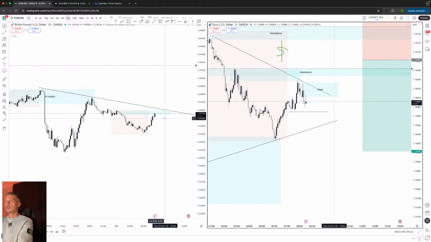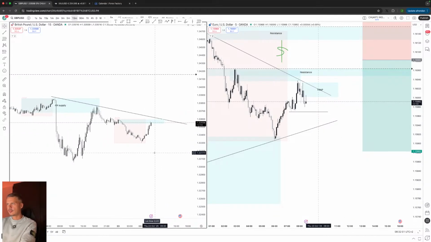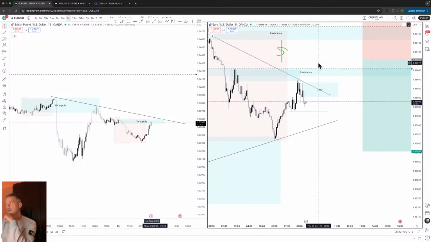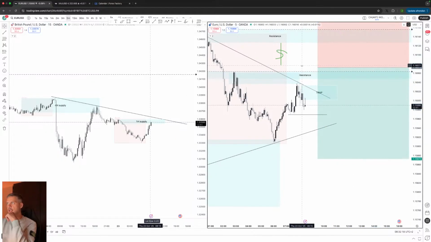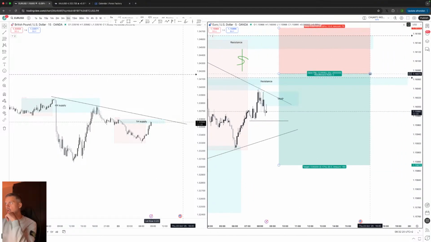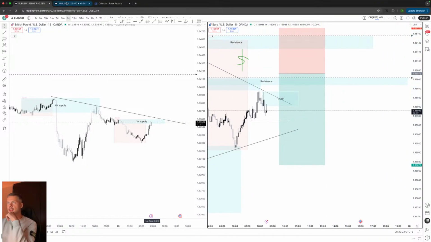Okay, you can see that GU is pushing into that hourly supply, potentially wants to grab it. If GU, and this is the story, if GU takes out these highs and takes out the trend line, and EU is only taking out this resistance, I might go short from this area, because then I have all the confirmations.